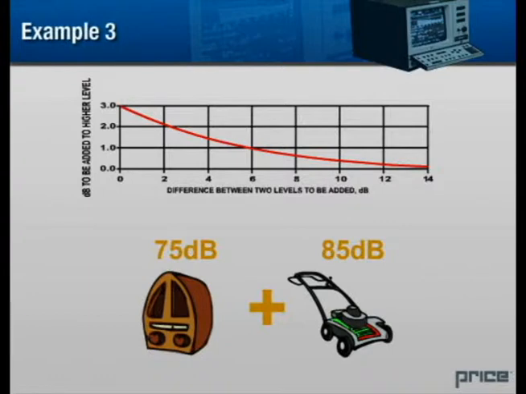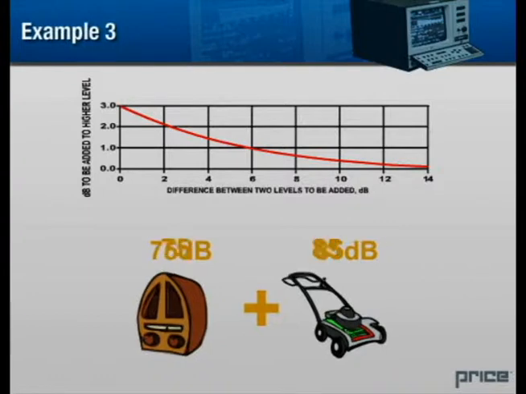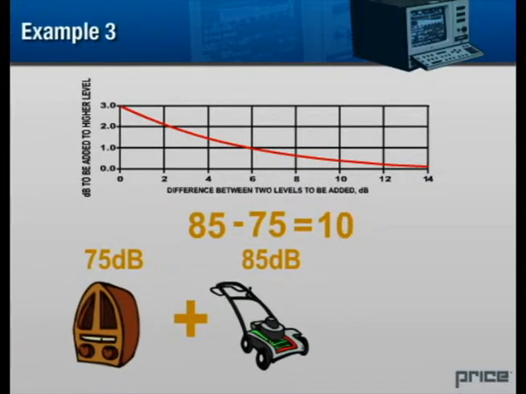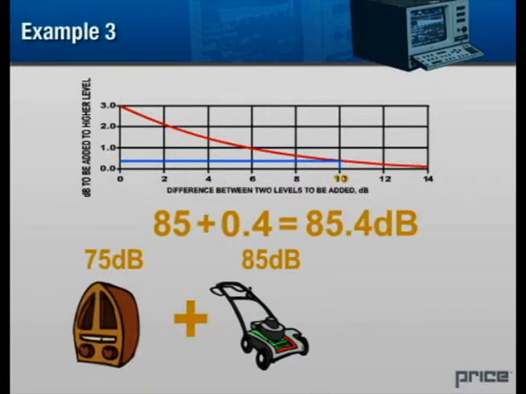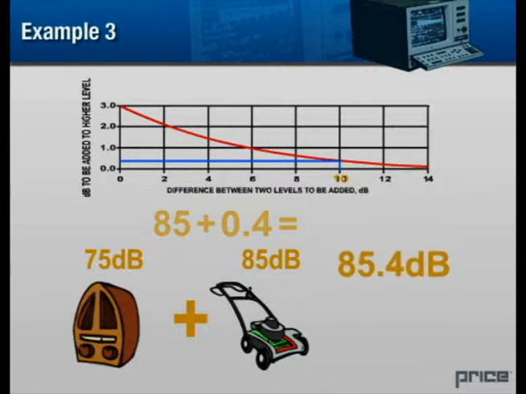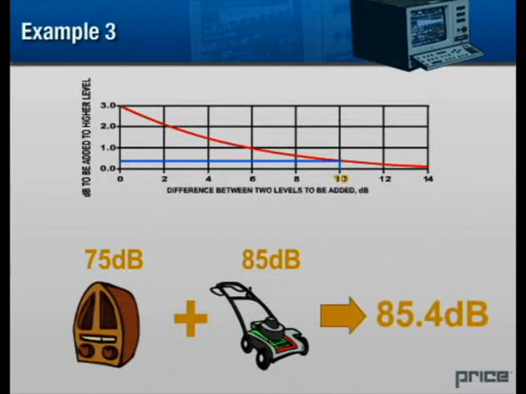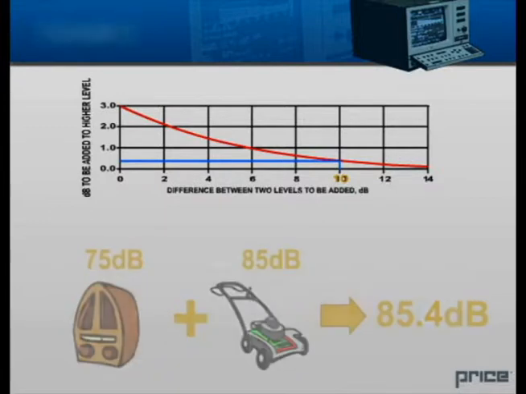Take, for example, this radio, measured at 75 decibels, added to the lawnmower measured at 85 decibels. The difference in the two sound levels is 10 decibels. We find that value at the bottom of the chart and extend a line from this value upward and across the chart. The resulting number, in this case 0.4 decibels, is then added to the sound value of the loudest source for a total sound level of 85.4 decibels.